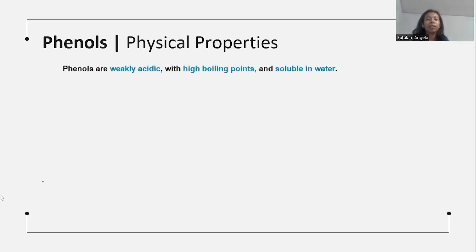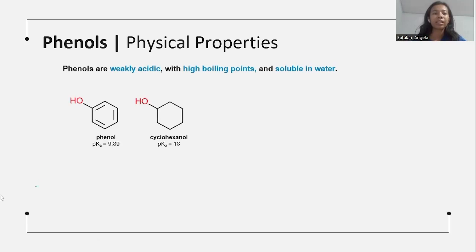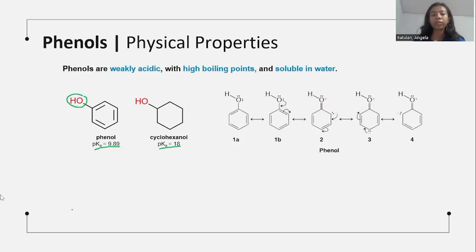In terms of the physical properties naman ng phenols, they are characterized to be weakly acidic. This is due to the presence of hydroxyl group. So, we can compare phenol and its equivalent alcohol, yung cyclohexanol. Pero makikita natin na mababa yung pKa ng phenol as compared sa cyclohexanol. So, phenol is more acidic than cyclohexanol. Bakit nga ba? So, first factor nito ay yung phenol kasi meron siyang resonance structure.